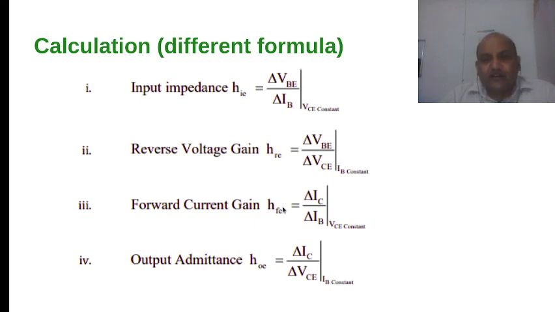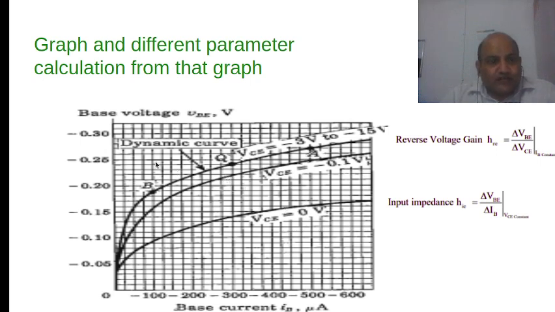How you can calculate graphically, I am telling you. Here I represented how you can calculate HRE, HIE by drawing the base voltage and base current. Here VCE is constant. This is an input characteristic. This is the base current. This is the base voltage. And VCE is constant. Here you can see 0 volt, 0.1 volt, minus 0.1 volt and 3 volt.